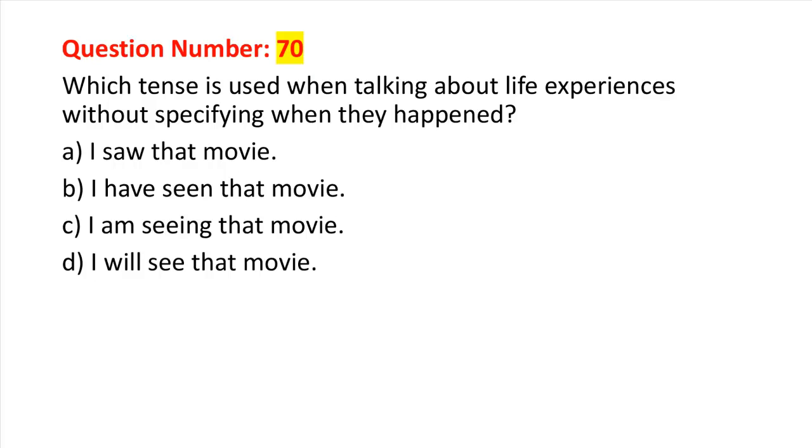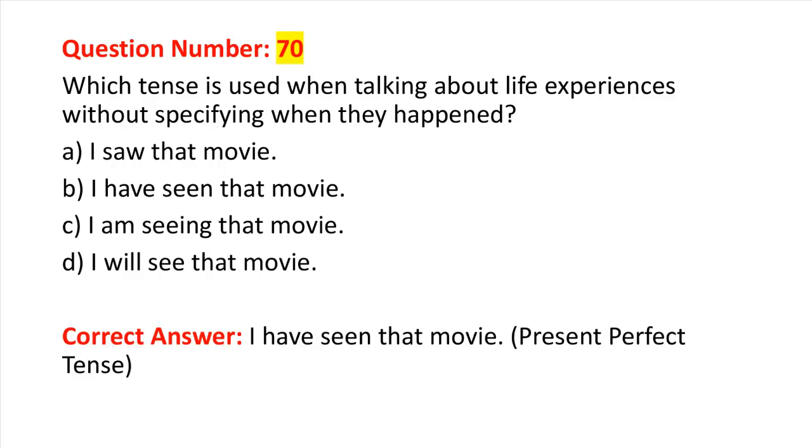Question number 70. Which tense is used when talking about life experiences without specifying when they happened? A. I saw that movie. B. I have seen that movie. C. I am seeing that movie. D. I will see that movie. Correct answer, I have seen that movie. Present perfect tense.